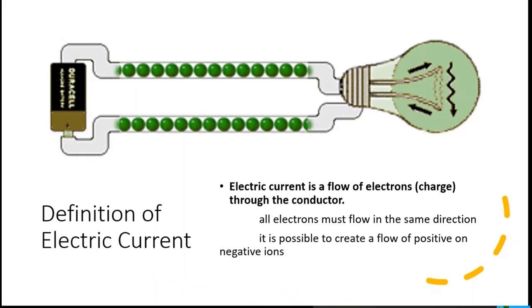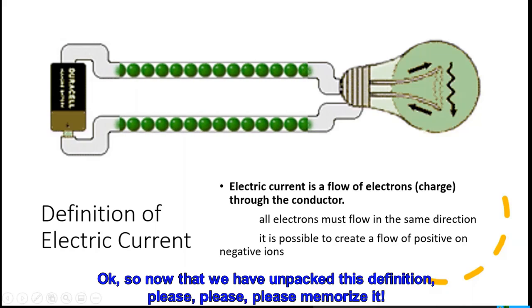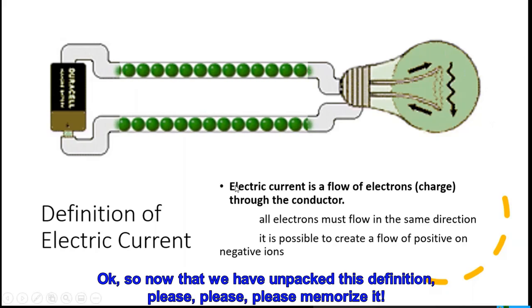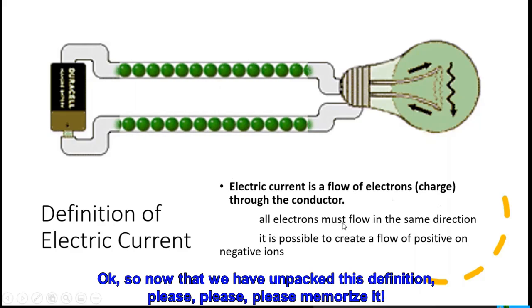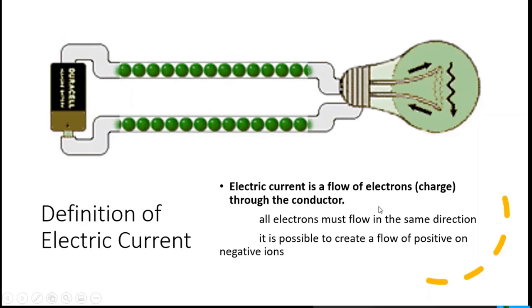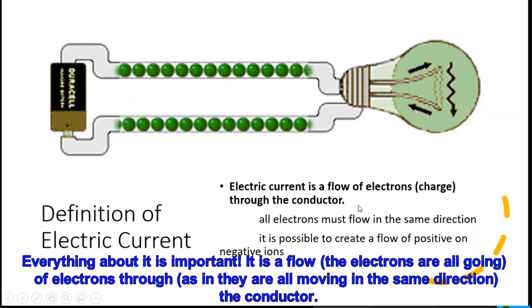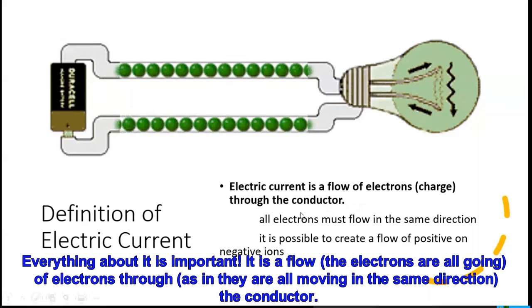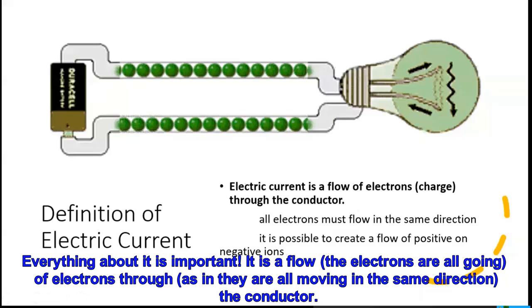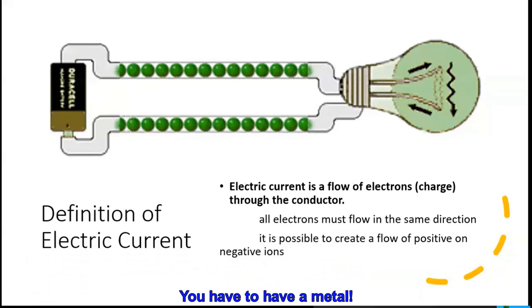Okay, so now that we have unpacked this definition, please, please, please memorize it, right? Everything about it is important. It is a flow, right? Of electrons, all going through, as in they're moving in the same direction, the conductor. You have to have a metal.